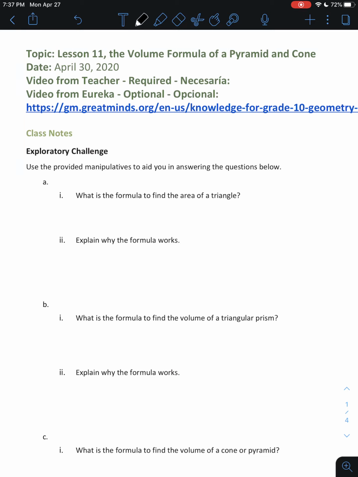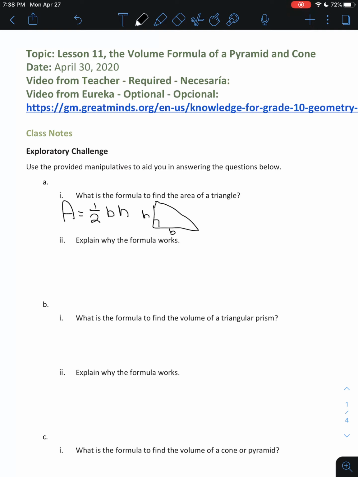So our first question is, what is the formula to find the area of a triangle? Well, if you remember, the area formula for a triangle is area equals 1/2 times base times height, right? So if we have a triangle that looks something like that, the base would be the bottom side over here, and the height would be how tall it is. In this case, since this is a right triangle, that would simply be how long this side is over here.